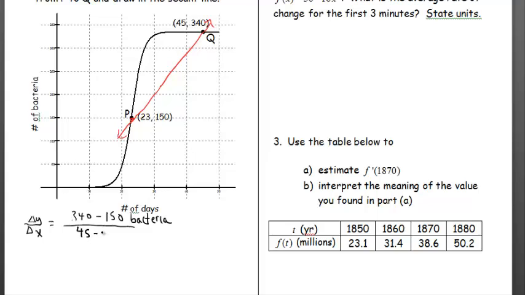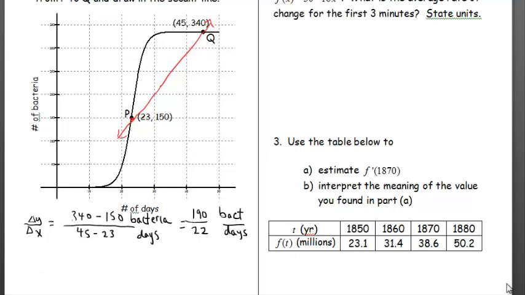And 45 minus 23. And this is days. Okay, and simplifying here, it looks like you're going to get 190 over 22. That would simplify because both those numbers are even. But again, we don't have to simplify. So this is the average rate of change on that time interval.